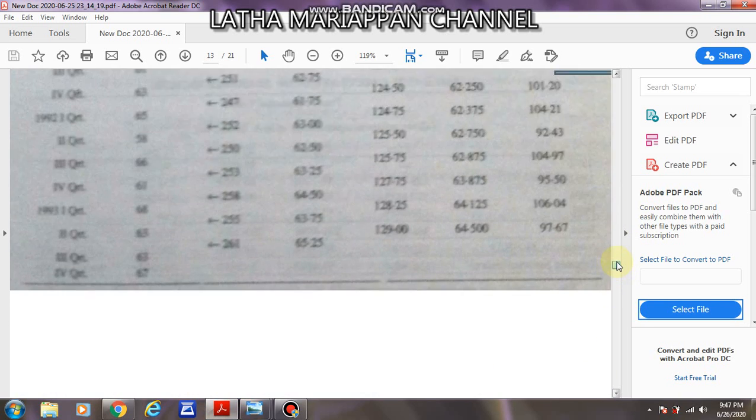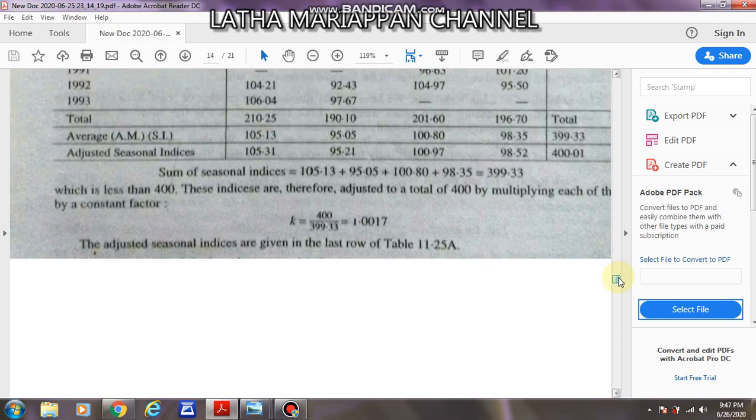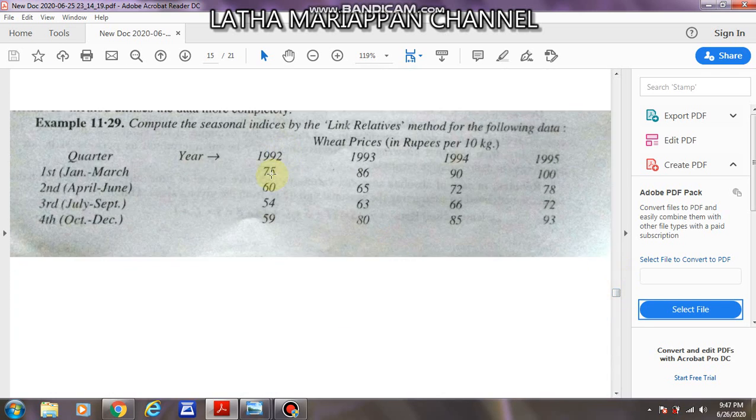See what the current year is now. This one is 75; for this the previous period we don't know, the 1992 data is 75 and the December 1991 we don't know, so we have to put nil for the first quarter. The second one is 60. To find it, you have to take the previous data, so 60 divided by 75 into 100. You will get 80. Next one is 54 divided by 60 into 100. We will get 90. Then 59 divided by 54. Like that you have to find out.